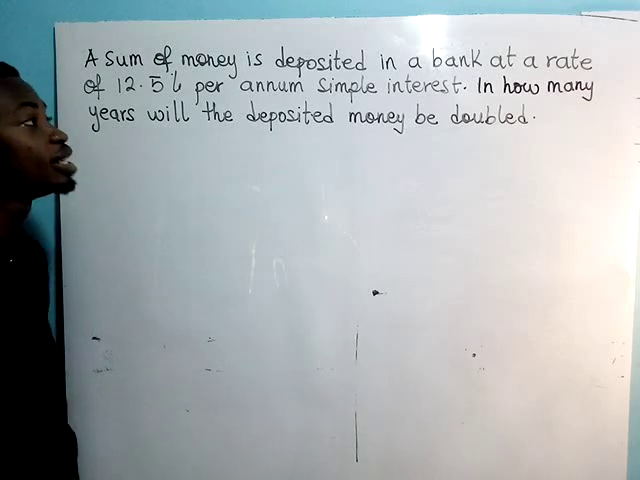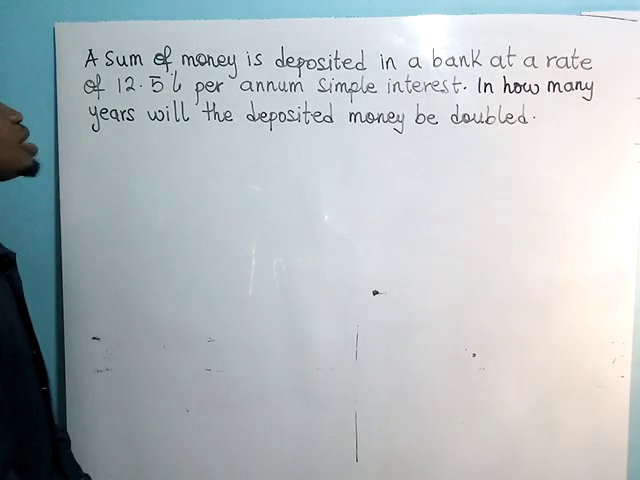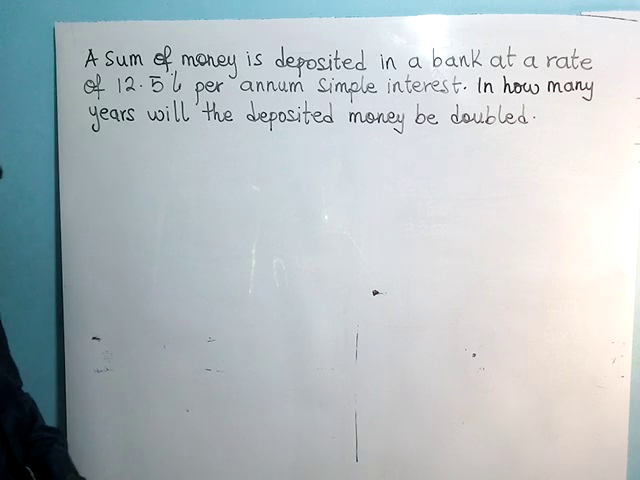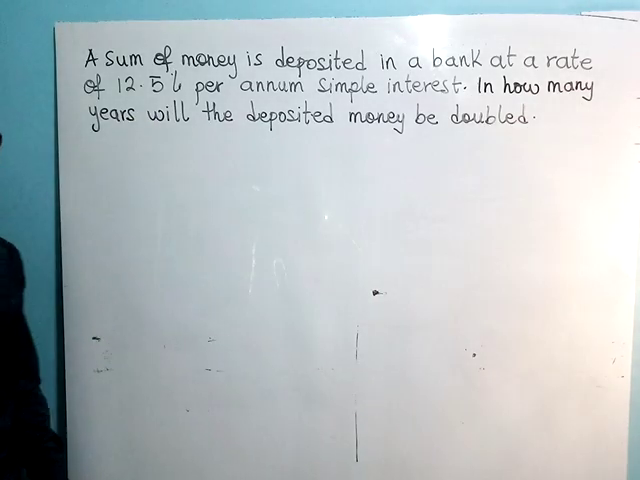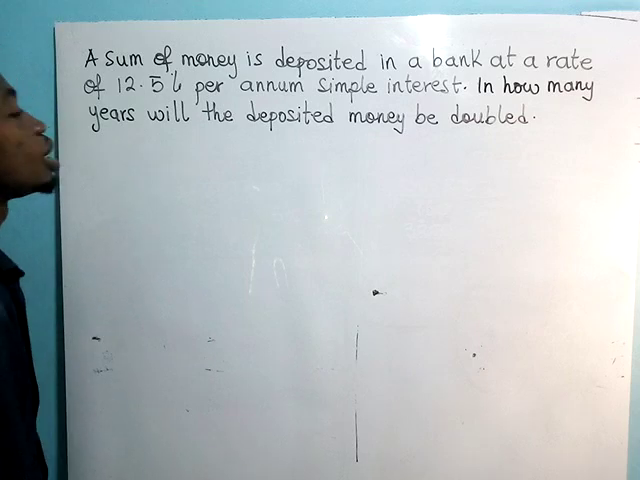Okay, so good morning. This is another question. It says a sum of money is deposited in a bank at a rate of 12.5% per annum simple interest. In how many years will the deposited money be doubled? Now it is very simple.